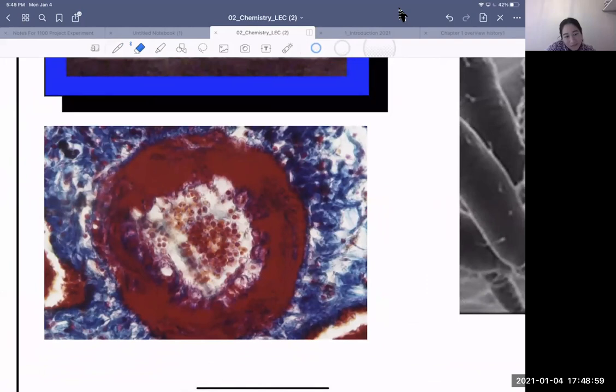Sorry, Andrew? Kind of looks like a red blood cell. Yes, it's actually a blood vessel, cross section of a blood vessel. And all of these small things here are indeed red blood cells. Good.